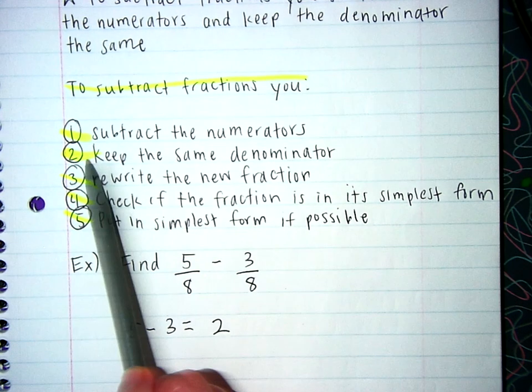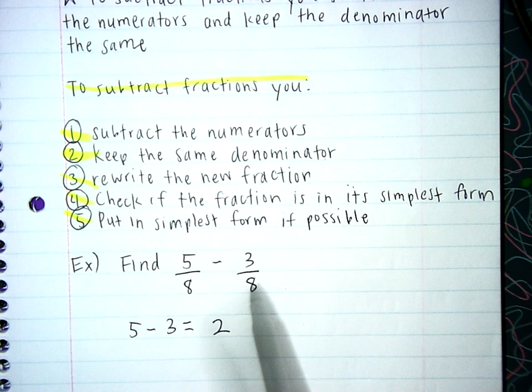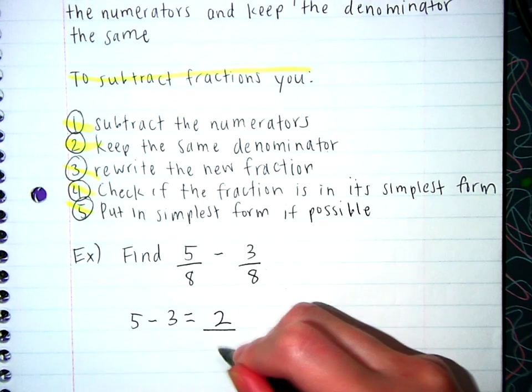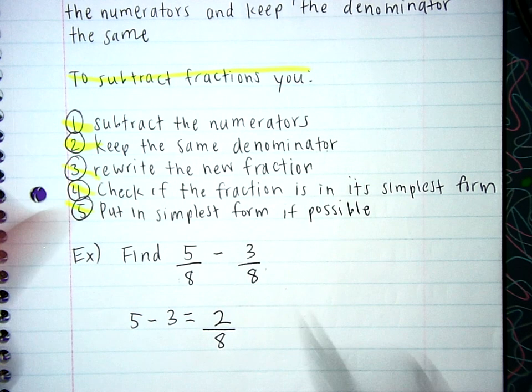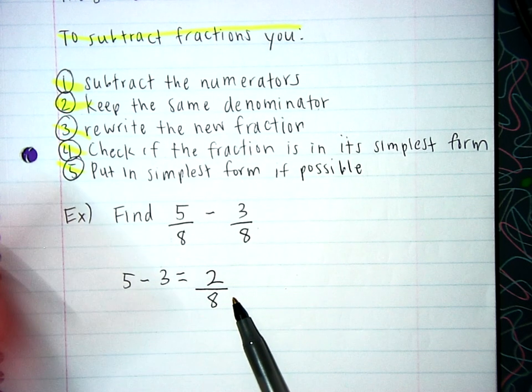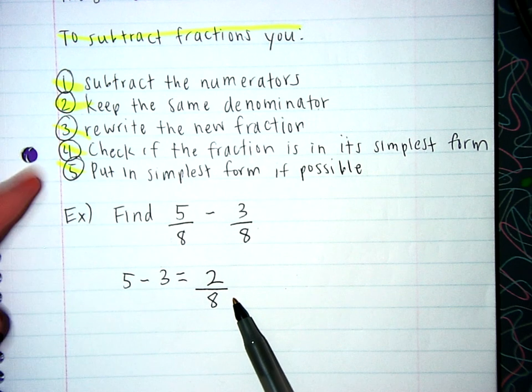Then I keep the same denominator. The same denominator, they both have 8. So the 2 is over the 8. I have rewrote the new fraction of 2/8. That is me subtracting and keeping the same denominator.